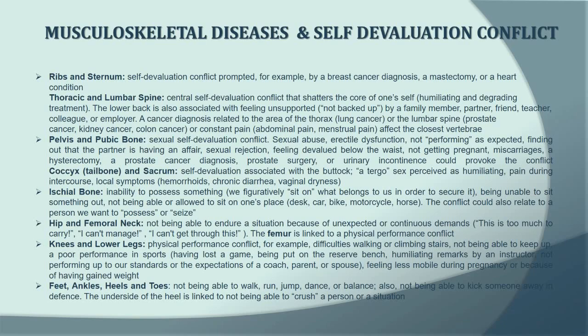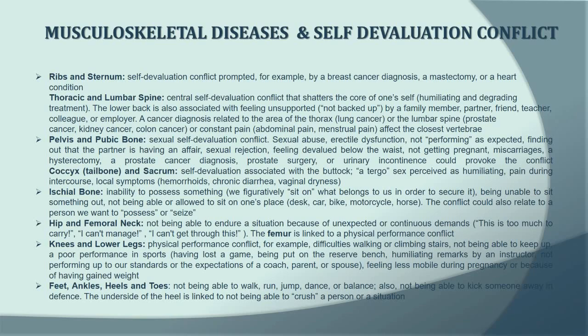Coccyx, which is the tailbone, and the sacrum problems come from a self-devaluation conflict that is associated with your buttock, tergo sex perceived as humiliating, pain during intercourse, as well as local symptoms such as hemorrhoids, chronic diarrhea, and vaginal dryness. Problems with your ischial bone come from an inability to process something, like we figuratively sit on what belongs to us in order to secure it.